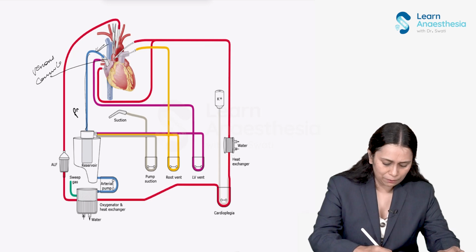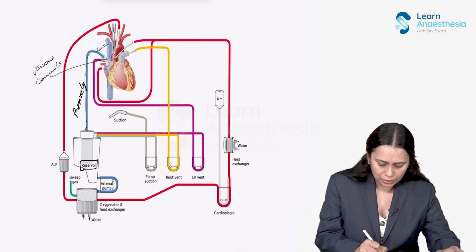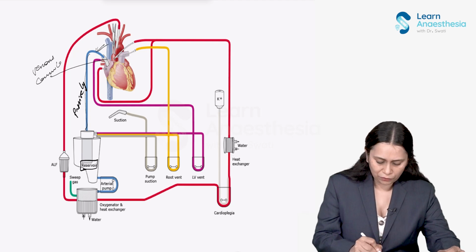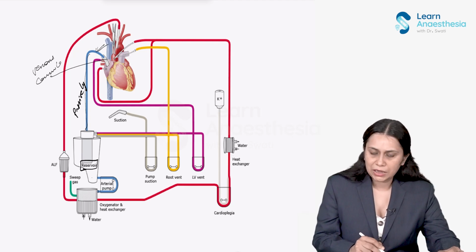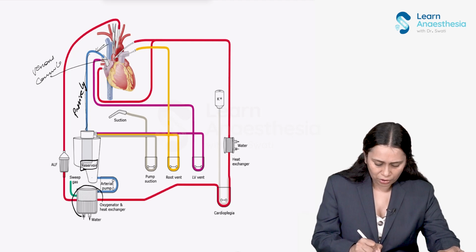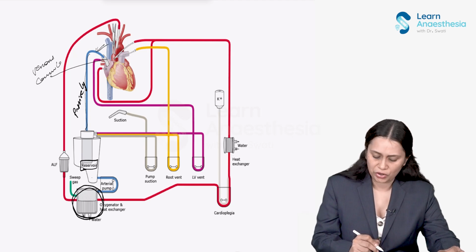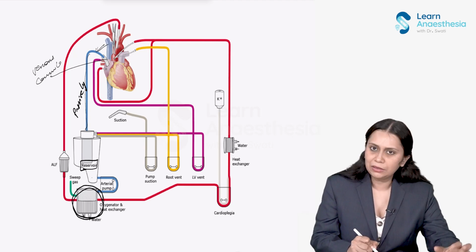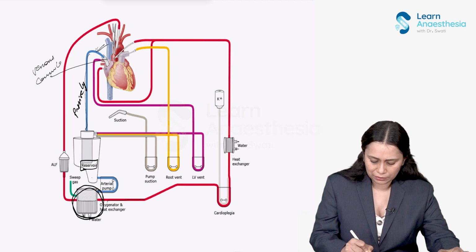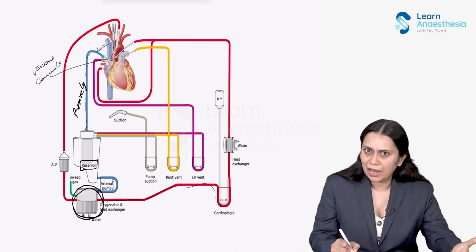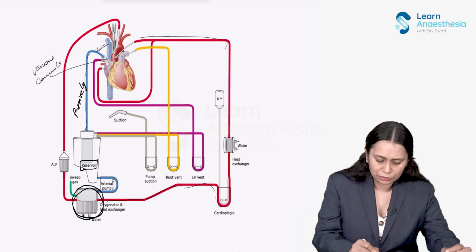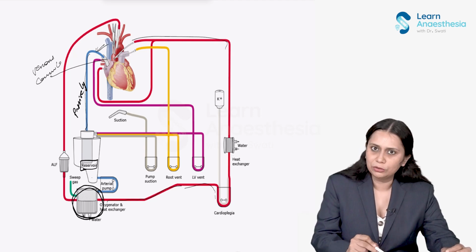So this takes the blood, collects the blood passively into this reservoir, and from the reservoir through the main arterial pump, it goes into this oxygenator and heat exchanger. From the oxygenator, the oxygenated blood, this red tubing, into which we will add the cardioplegic solution as well, goes back into the body.